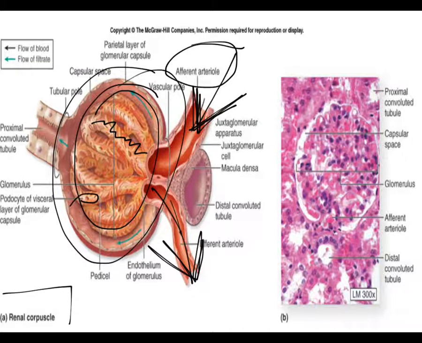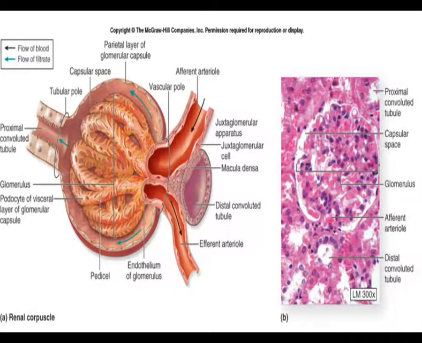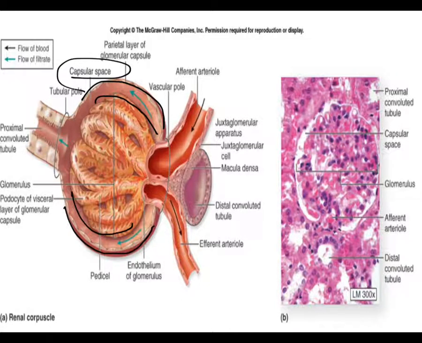Now, as this blood plasma is pushed through these little openings, fluid's going to collect. Okay, and it's going to collect in this space referred to as the capsular space or as the Bowman's space, and that fluid is filtrate. Right? And that's what you're creating 150 to 180 liters of every day. Huge.